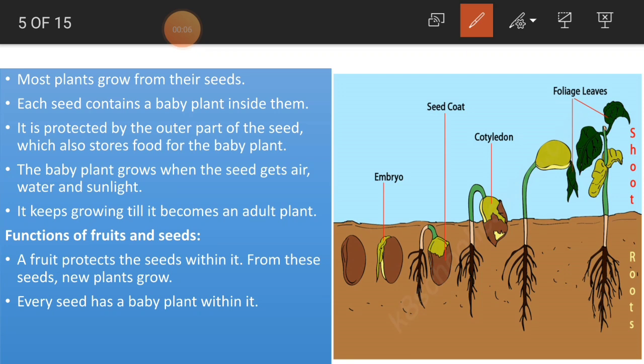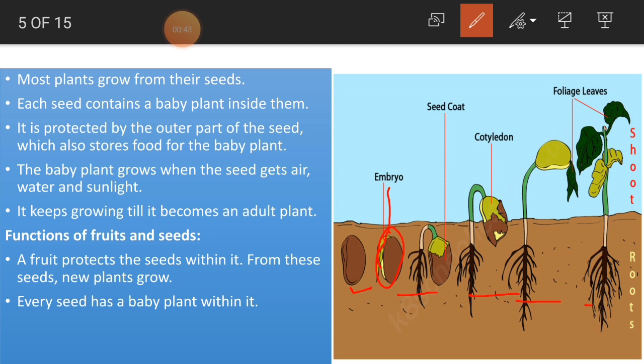See here, a small seed started growing from this stage to this big adult tree, no? So first it was a seed, and inside it there was a baby plant, and it started giving a small root and a small leaf. Here you can see in the picture, when we get a small root and a leaf, this is called an embryo, and after that it grows a little more.